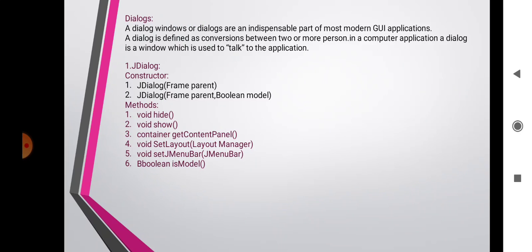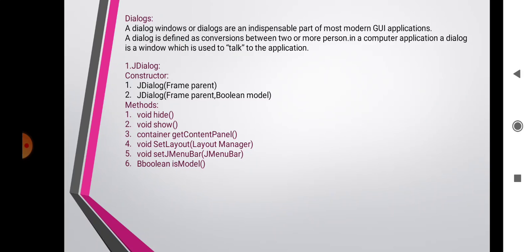These are the 14 components which are included in Swing. Then the next topic is dialog. Dialog windows, or dialogs, are an indispensable part of most modern GUI applications.